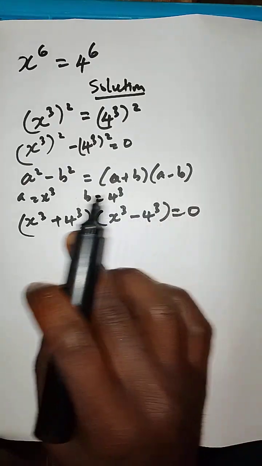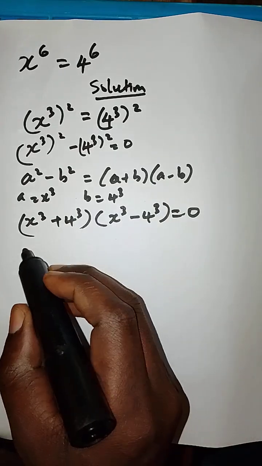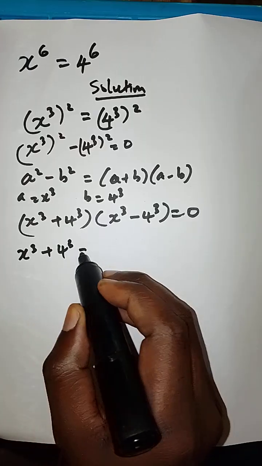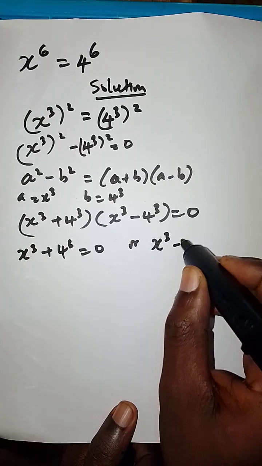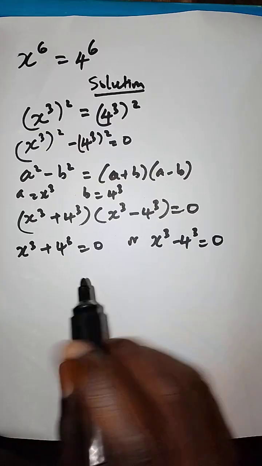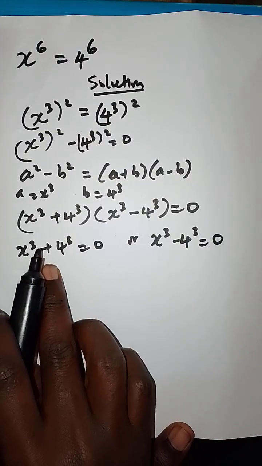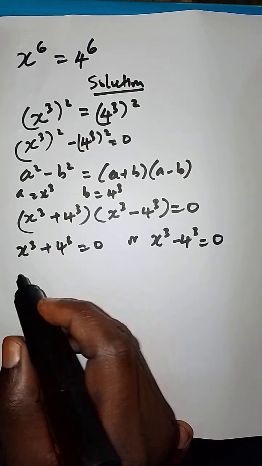So this is the product of two functions, meaning that I either have x to the 3 plus 4 to the 3 equal to 0, or x power 3 minus 4 power 3 is equal to 0. So let us start with case 1, the expansion of x power 3 plus 4 power 3.